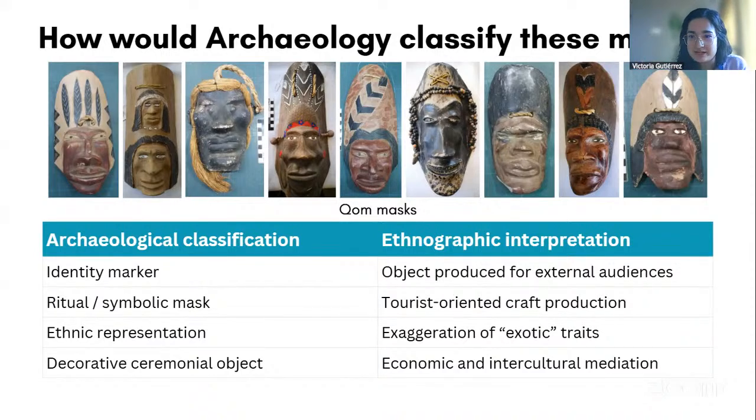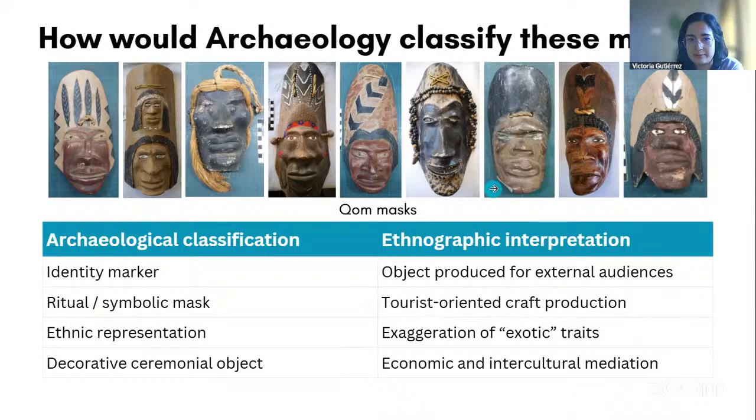So the same object may simultaneously function as an ethnic marker, a commercial product, and an intercultural mediator between the locals and the tourists. This demonstrates one more time that objects may operate within multiple systems of meaning and that classic typological classifications are only one of those systems of meaning.